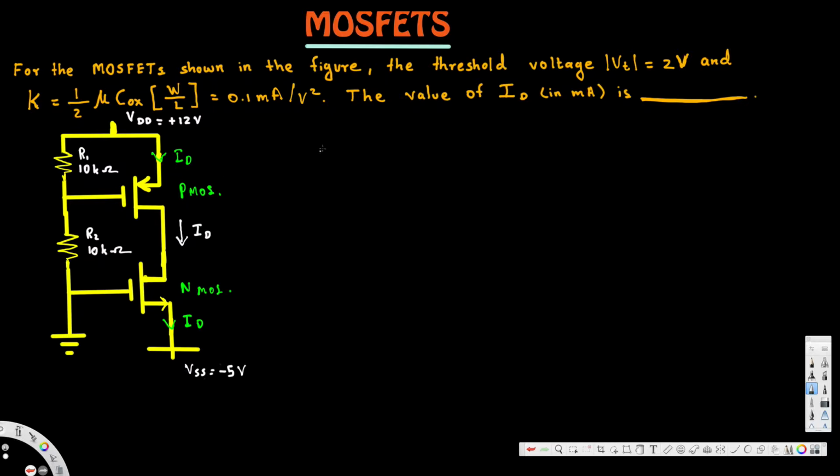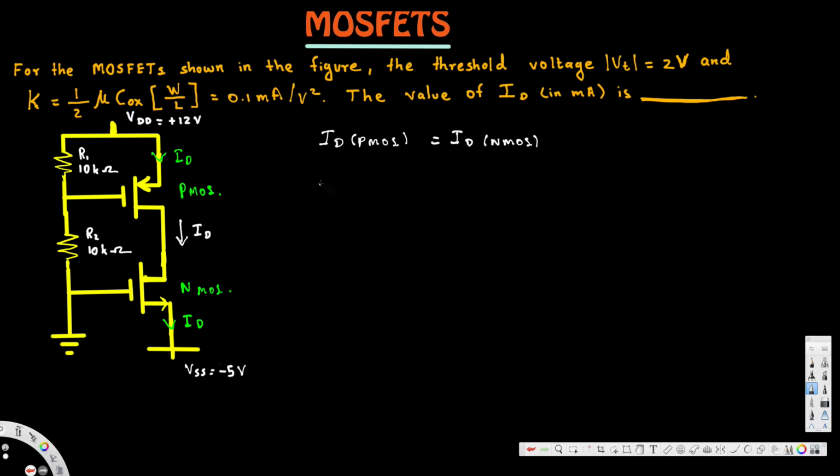Now we have to see which region this N MOSFET is in. First of all, let's equate this. We know that ID in the P MOSFET is equal to ID in the N MOSFET, since both are in series. Now let's calculate ID in the N MOSFET. First of all we have to find out the region. If current is flowing, it can be the saturation region or the linear region.